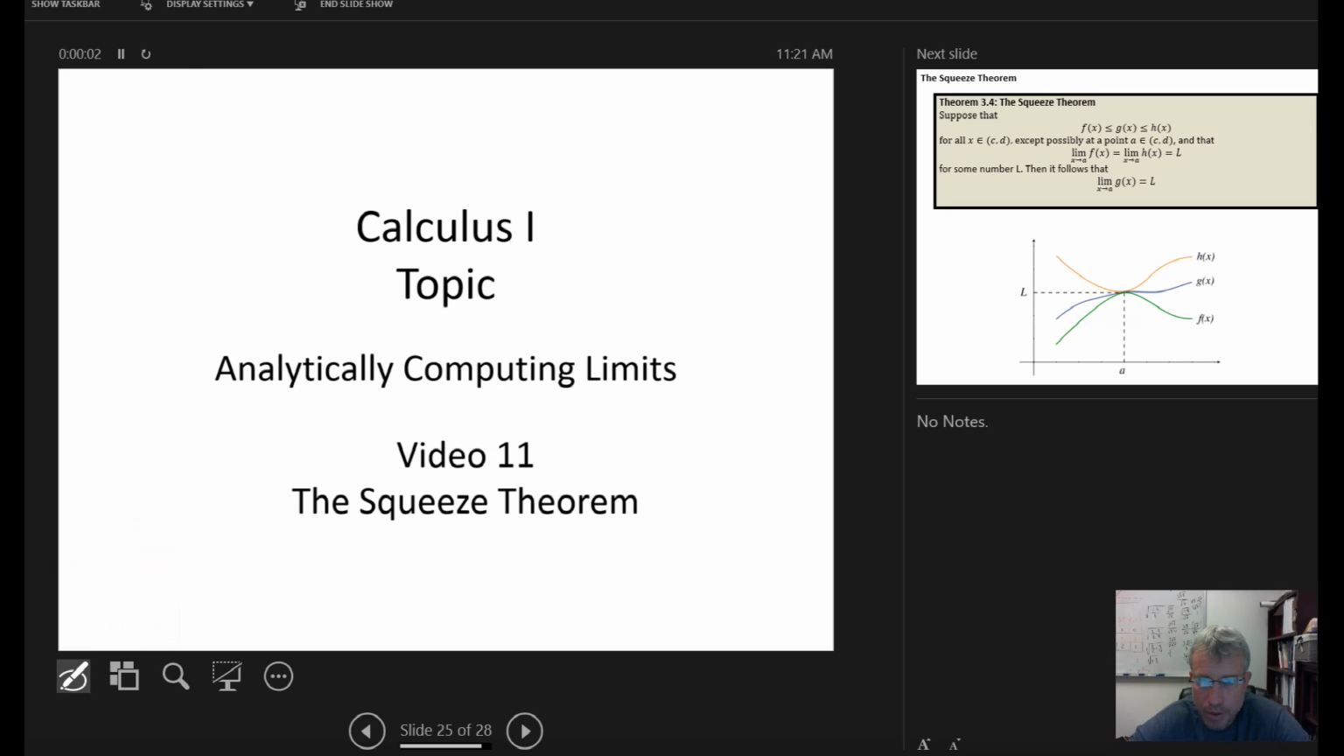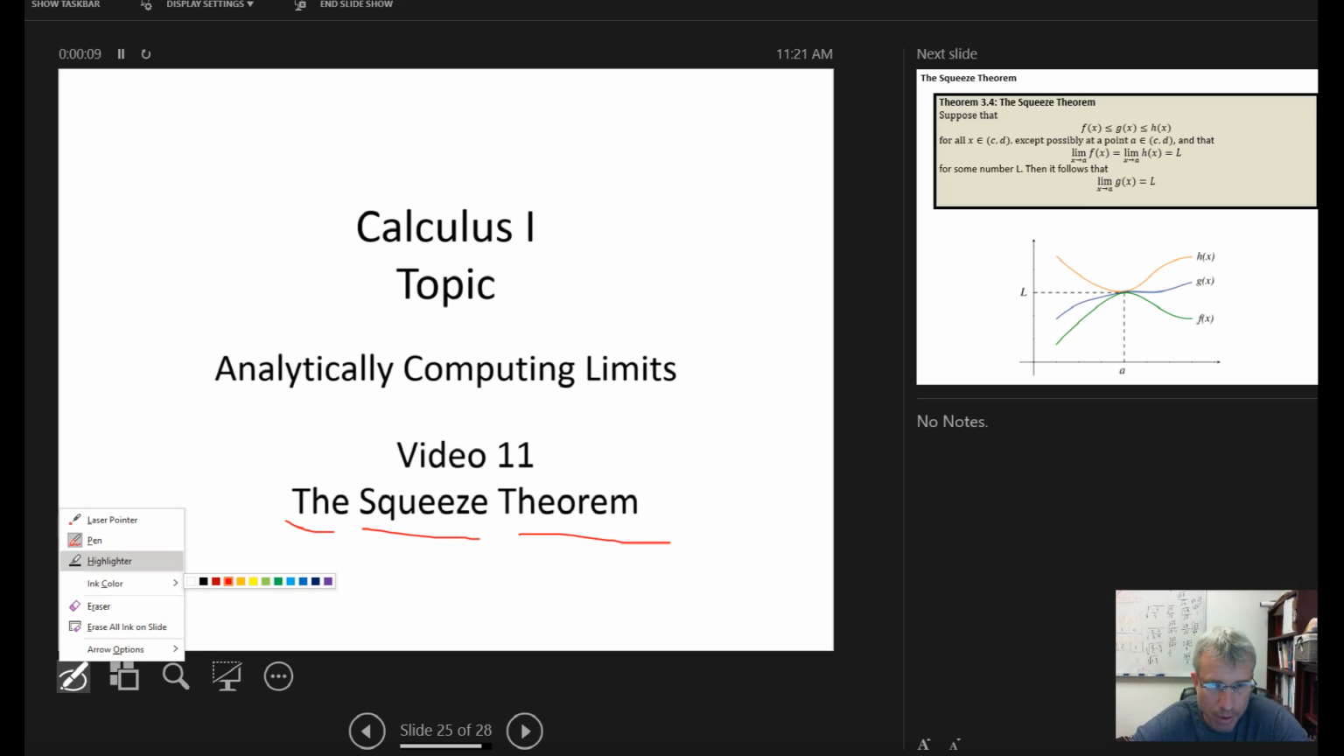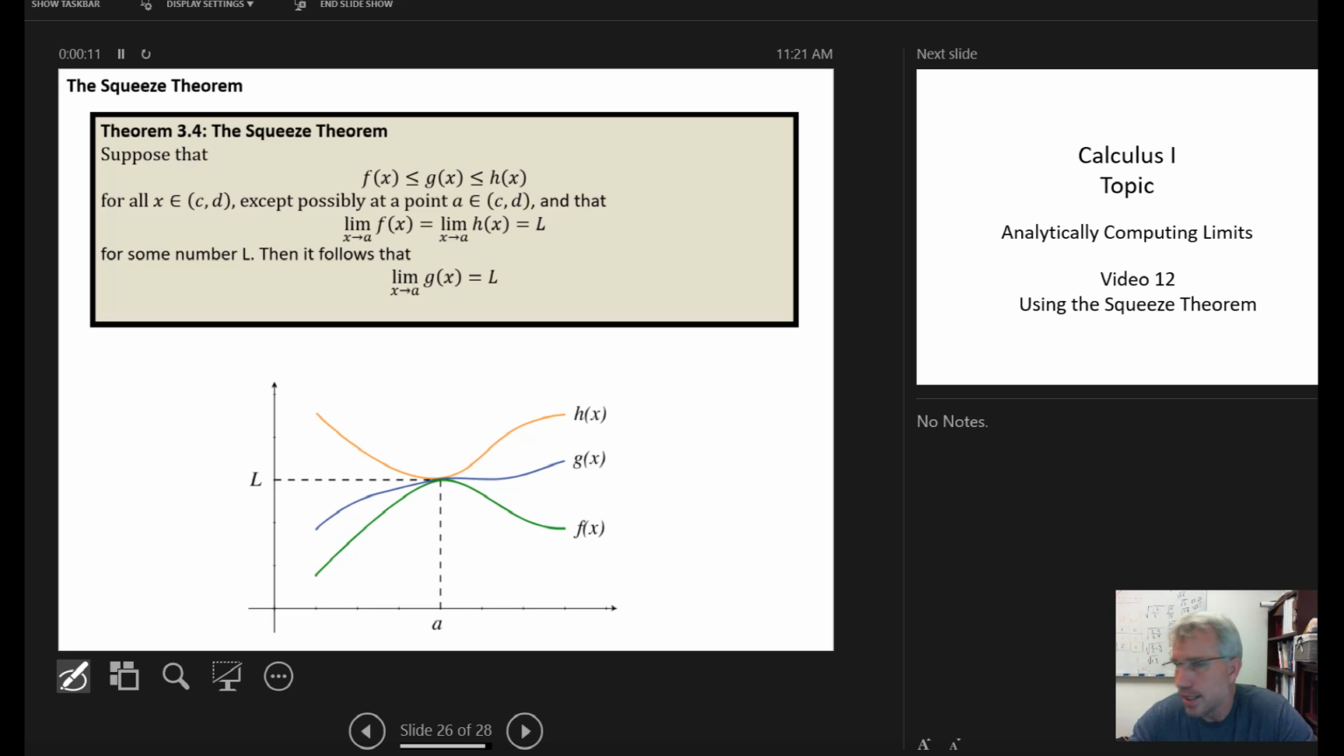So in this video, we're going to go over the squeeze theorem. And then in the next video, we'll use the squeeze theorem to find a limit. So here's the idea. The idea is that you want to find the limit as x goes to a for some function g of x.